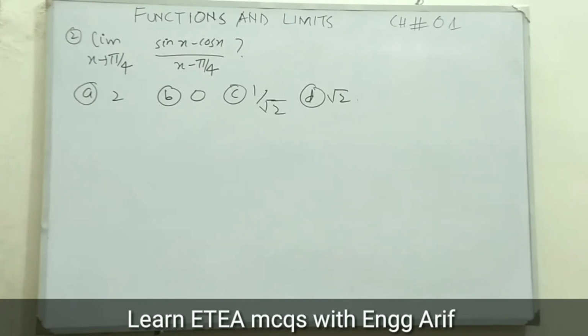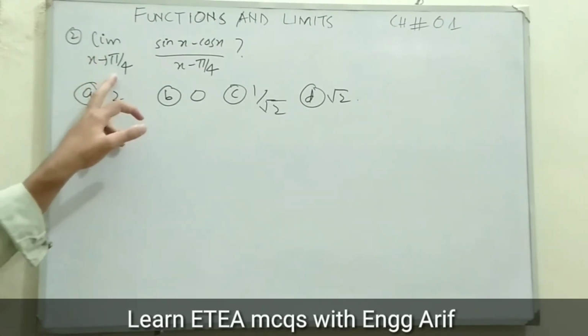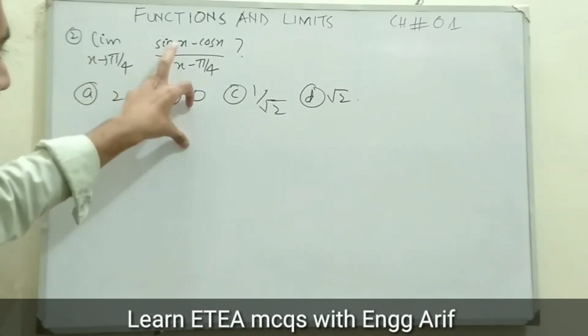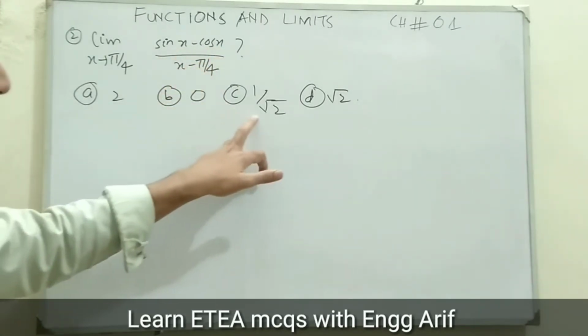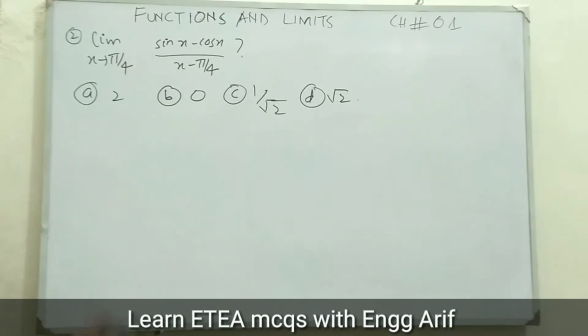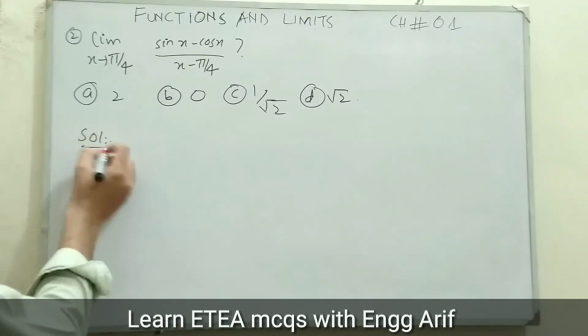Now move toward MCQ number 2. It tells that limit x approaches to pi by 4, find the value of (sin x minus cos x) over (x minus pi by 4). First option is 2, B is 0, C is 1 over under root 2, and the last option is under root 2. So move toward the solution.